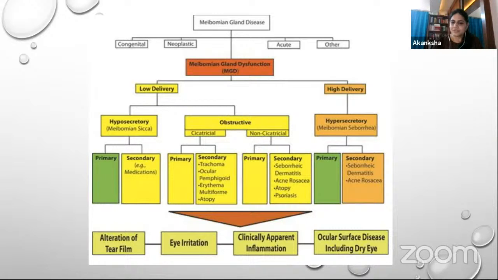The high delivery problems are where it is hypersecretory. That means the quantity of meibum may be more, but the quality of meibum or the contents of the meibum may be altered. So in the end, this would all lead to ocular surface disease, including dry eye and clinically apparent inflammation.